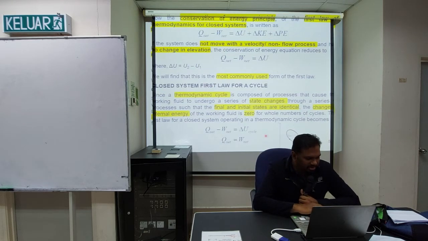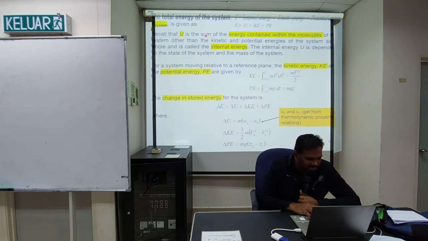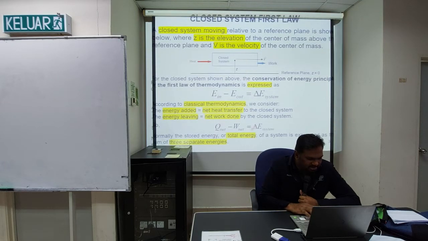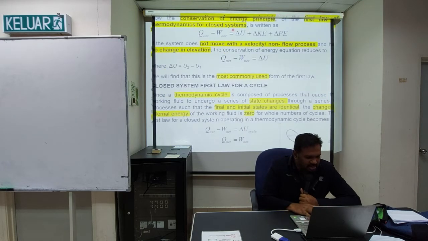Now the conservation of energy principle. This is from the previous equation. So you are getting this equation. And if the system does not move with velocity, or is a non-flow process, KE and PE become zero because we consider it a stationary system. And for a closed cycle, Q net equals W net. This is from chapter 6. It's just a revision.